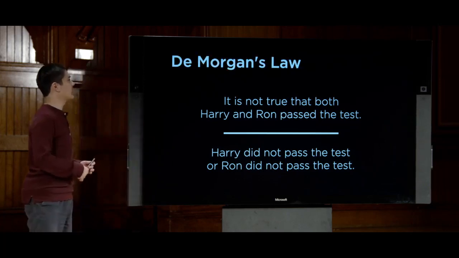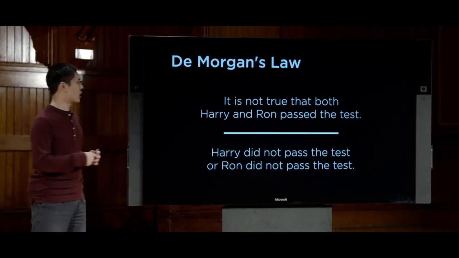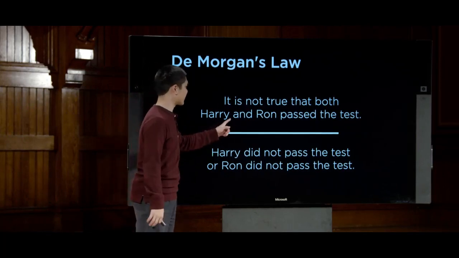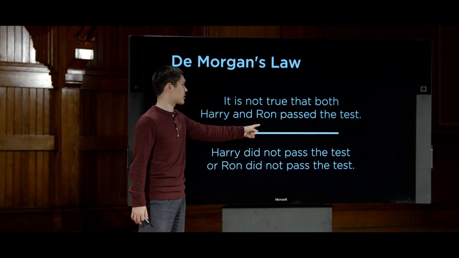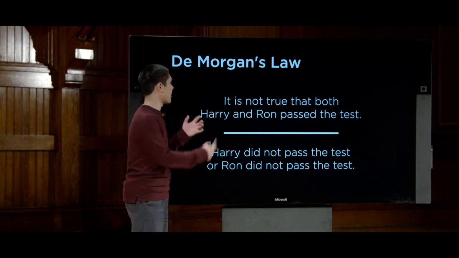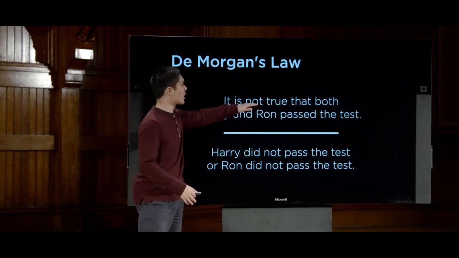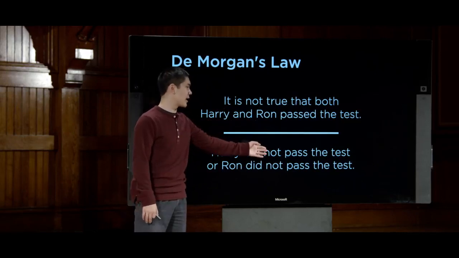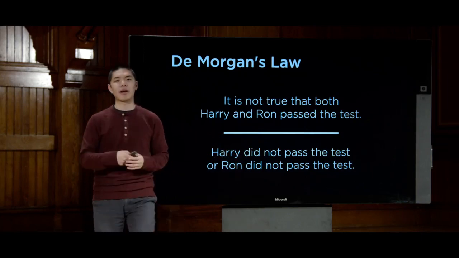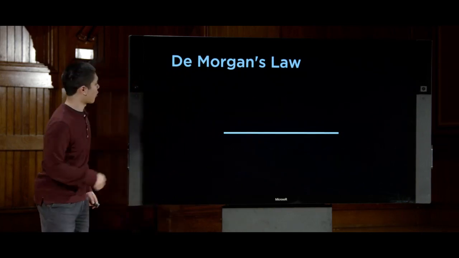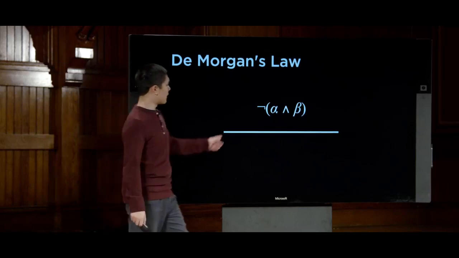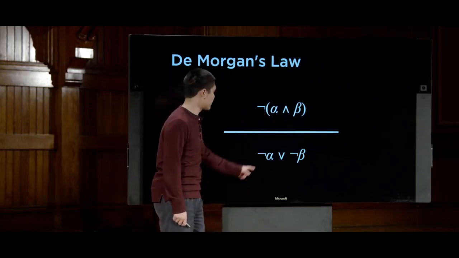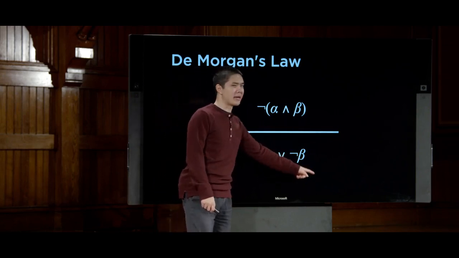And this type of law is one of De Morgan's laws, quite famous in logic, where the idea is that we can turn an and into an or. We can take this and, that both Harry and Ron passed the test, and turn it into an or by moving the nots around. So if it is not true that Harry and Ron passed the test, well, then either Harry did not pass the test or Ron did not pass the test either. And the way we frame that more formally using logic is to say this. If it is not true that alpha and beta, well then, either not alpha or not beta.